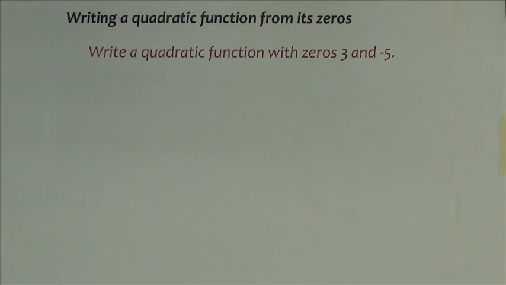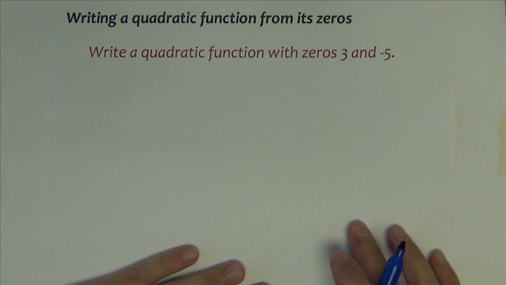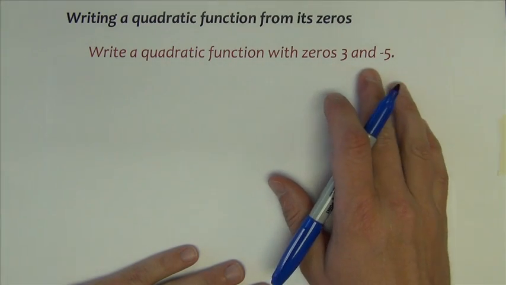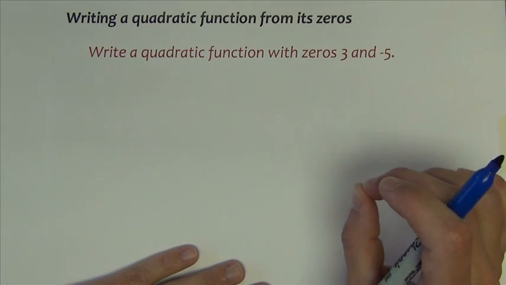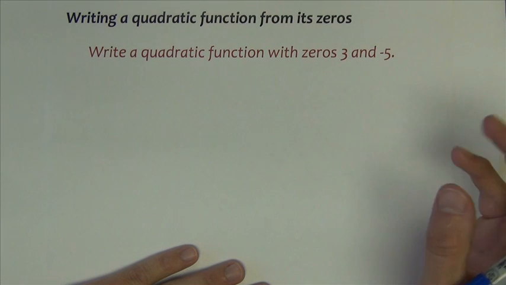The last couple of example slides asks us if we can do essentially the same exercise that we just did, but in reverse. We want to see if we can write a quadratic function from its zeros. So I know that the graph of some quadratic function crosses the x-axis at 3 and -5. Can I write a quadratic function that has that property?